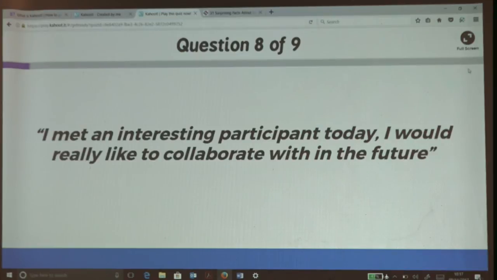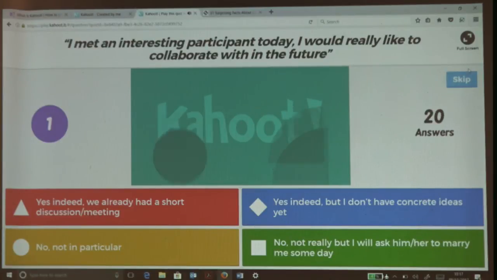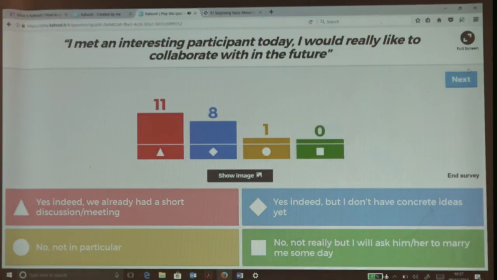Very mixed, yeah. This is interesting for us to know for the next workshop. Okay, the next question. I met an interesting participant today I would really like to collaborate with in the future. So yes, indeed, we already had a short discussion or meeting. Indeed, but I don't have any concrete ideas yet. No, not in particular. No, not really, but I will ask him or her to marry me someday. I'm curious about these responses now. Oh, no romance.